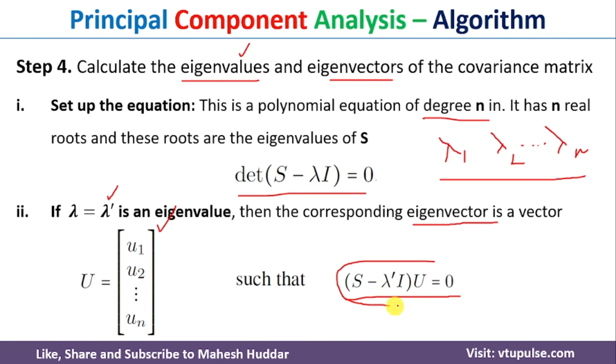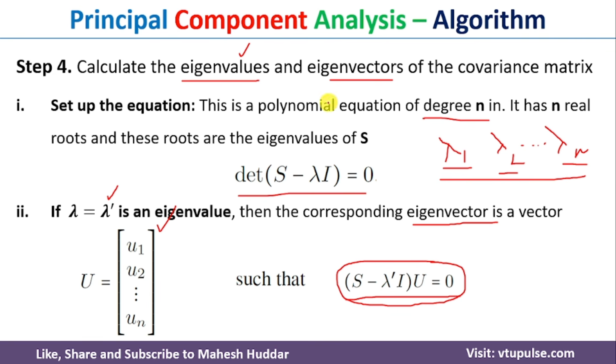Now, once you solve this particular equation, you will get an eigenvector for each of those particular eigenvalues here. For lambda 1, you will get the first eigenvector. For lambda 2, you will get the second eigenvector. For lambda n, you will get the nth eigenvector here. That is nothing but for each eigenvalue, you will get one eigenvector that looks something like this here.